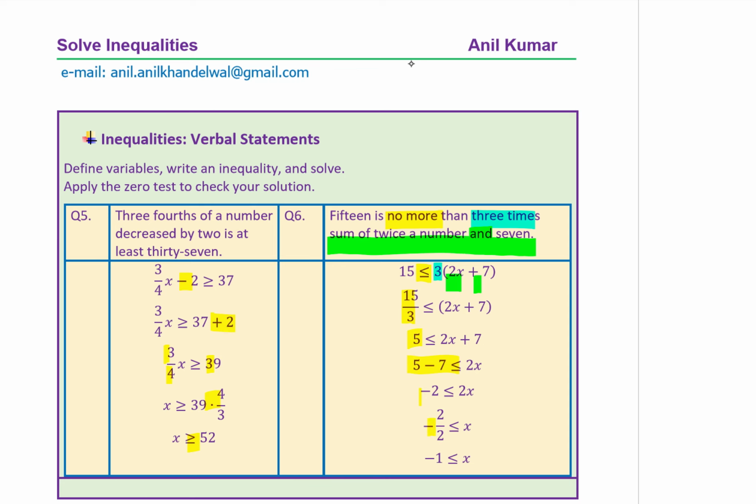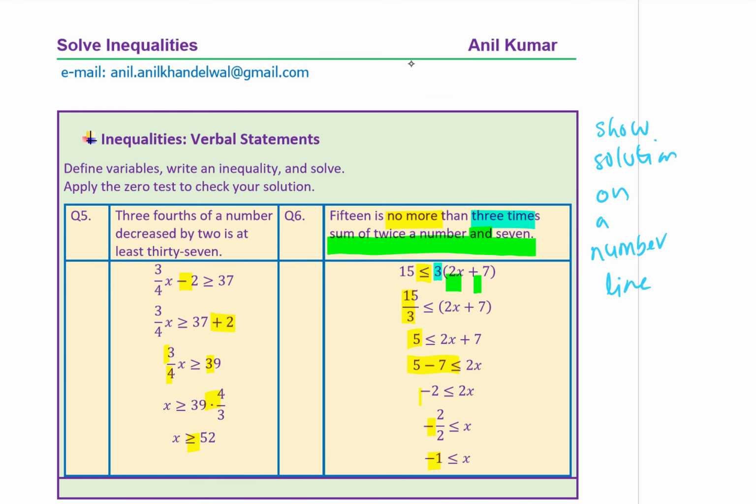We got a negative number, and x is positive, x is greater than or equal to 2. Now, can you write this on a number line? That is the solution. Your exercise is to show the solution on a number line. Is that clear to you?